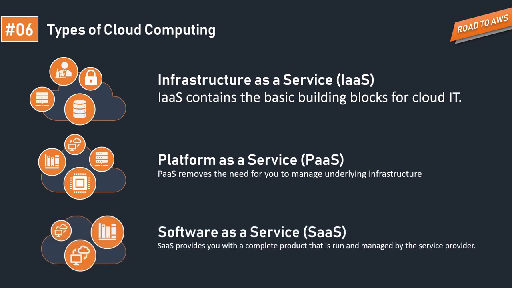The third one is software as a service. Software as a service is as simple as it sounds. SaaS provides you with a complete product that is run and managed by the service provider itself. Software as a service is a method for delivering software applications over the internet, on demand, and typically on a subscription basis. Users who want to connect to the application over the internet, usually with a web browser, phone, or tablet, can use it.